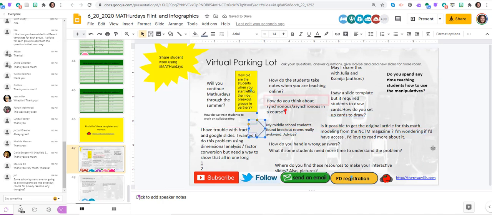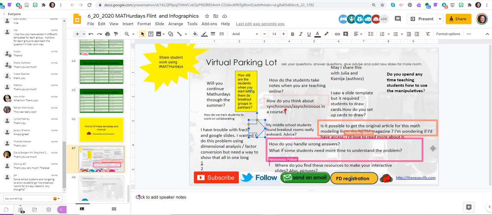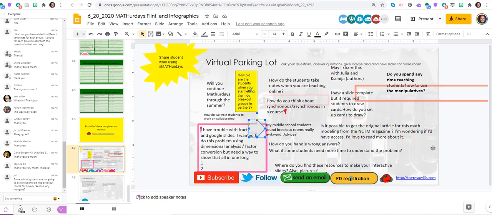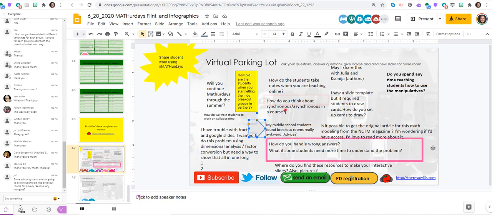My middle school students found breakout rooms really awkward. Any advice? Well, middle school students are going to find everything awkward. They're my favorite kids in the whole wide world. I always consider myself a 7th grade math teacher because that's where I started at and that's where I always feel like I go to. But they're going to be awkward no matter what. So let's give them a couple things to kind of reduce the awkwardness.